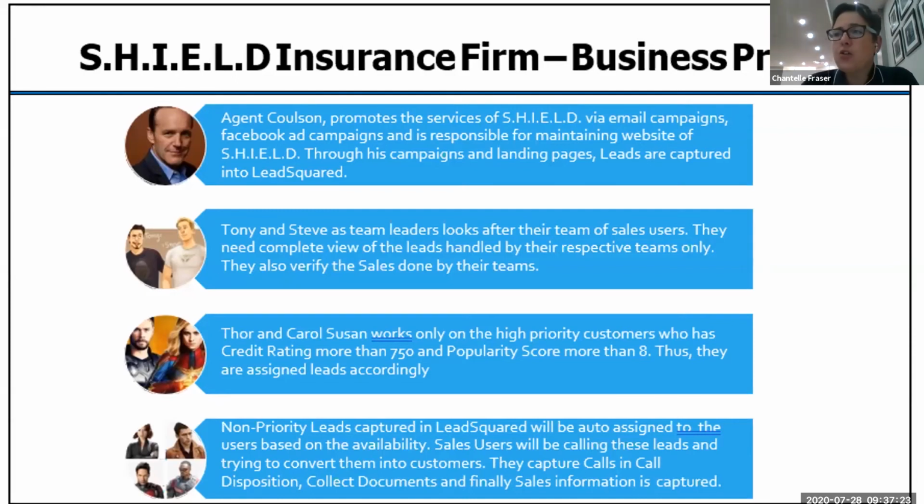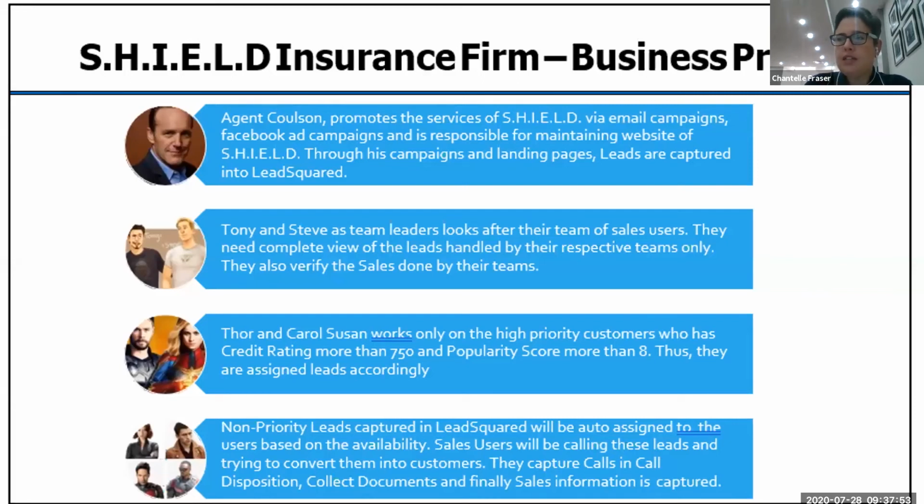And then we've got Thor and Carol, and these are the guys that are working on what we call high priority customers. These are people that have a very high credit rating and a very high lead score, which has all been set up for them in LeadSquared. When a high priority lead comes in, the automation in LeadSquared means that these leads are automatically assigned to them based on criteria that's been set up.